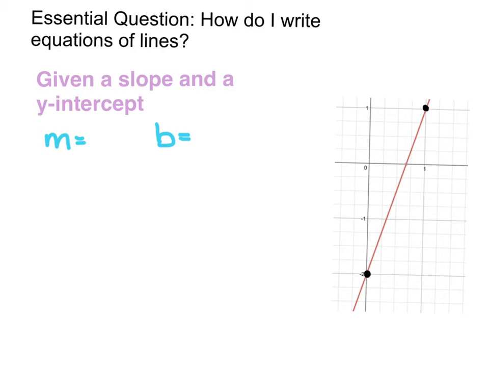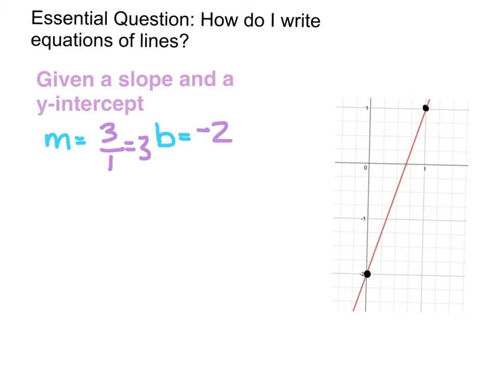B, the y-intercept, is always going to be the easiest thing to tell from a graph. Here I can see that I hit the y-axis at -2, so this b is equal to -2. And then the slope, we count rise over run. Between these 2 points, I go up 1, 2, 3, and run over 1. So my slope is just 3 over 1, which is 3.